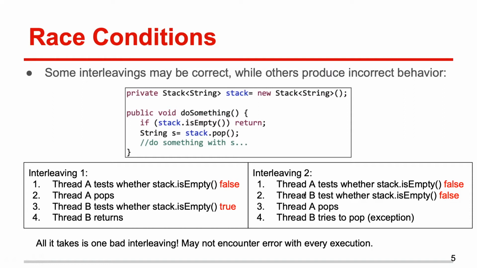But there's also a different scenario where you have one element on the stack and the first thread tests if the stack is empty. Then the second thread also tests if the stack is empty, and both return false. So both threads have the go-ahead to continue with the method. However, when we move on, the first thread will pop, making the stack empty. Then when the second thread tries to do the same, it will run into an exception because the stack is now empty. All it really takes is one bad interleaving. And the problem is that not every run with these two threads will result in this exception, so it can be hard to catch.